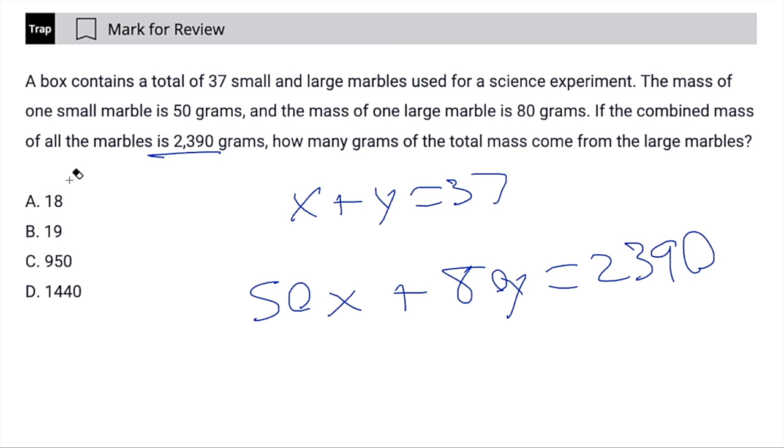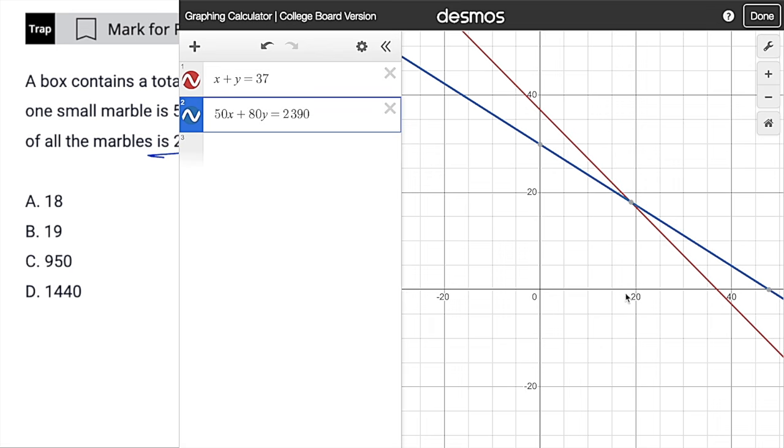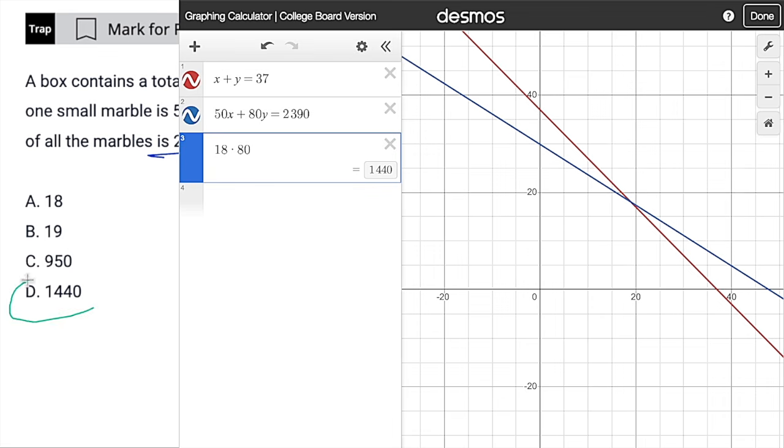We need to get our heads out of our pants. We need to pay attention to the question. How many grams came from the large marbles? So it's not just going to be our y value, which was 18. It's going to be our y value 18 times 80 in order to account for the mass. So 18 times 80 is going to be 1440, which is actually choice D here.